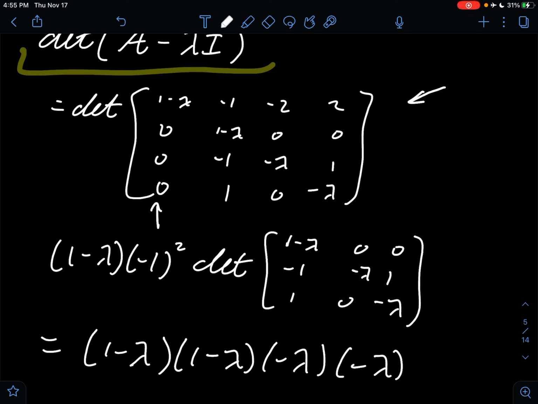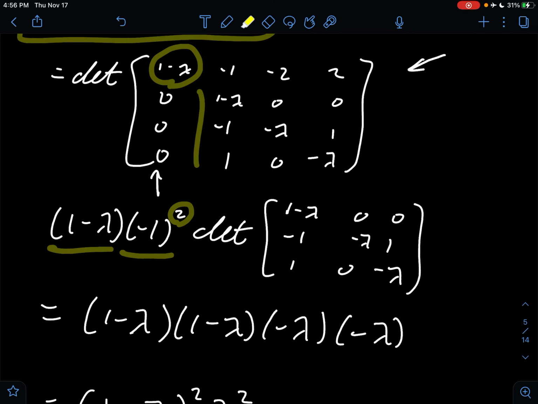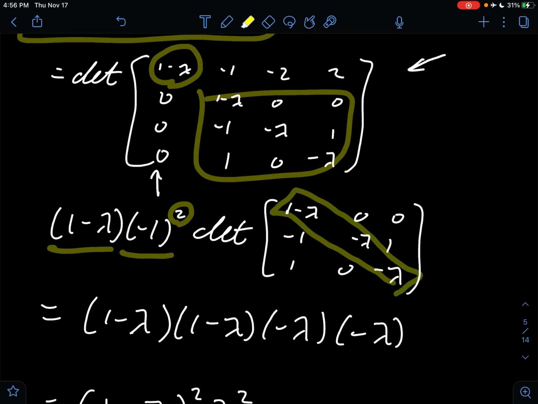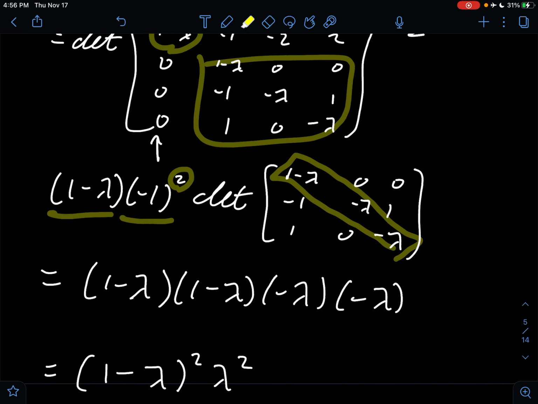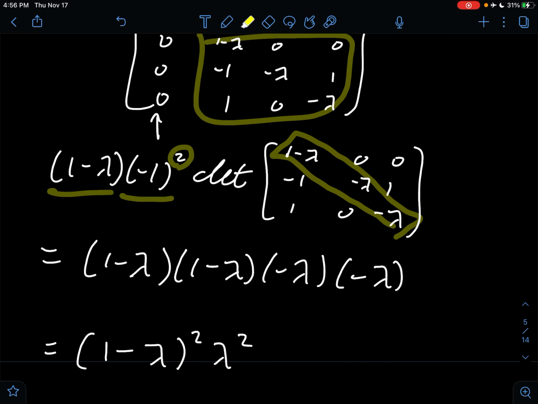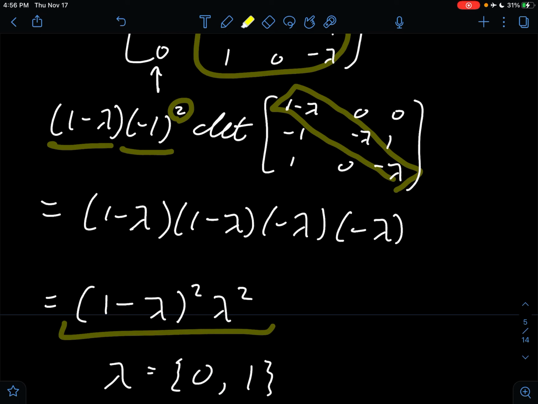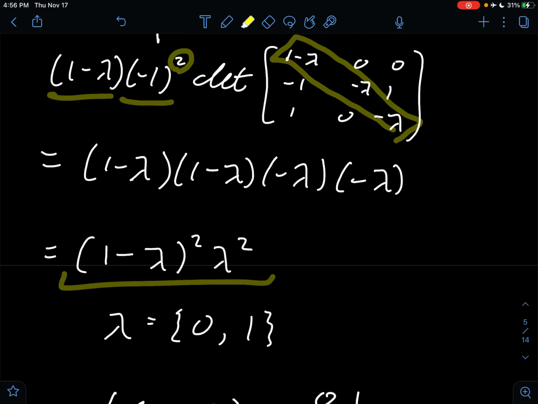How did I do that? Well, I used the first column because it's mostly zeros, which is nice. So it's just this coefficient times negative 1 to the i plus j, which is 2, times the determinant of this minor, and it turns out that the only part of the minor that matters is this thing. That's the entire determinant, and it collapses down to just this, which means our eigenvalues are only 0 and 1.